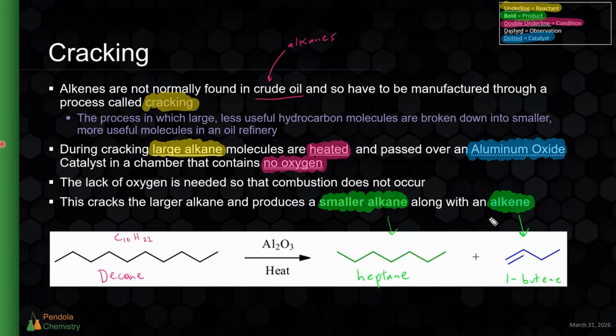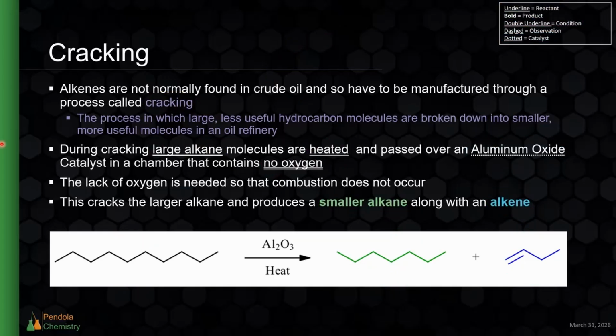So we're going to break apart that compound and create a small alkane and an alkene out of that much larger alkane. So this is how we make alkenes to use in chemistry. What reactions then can these alkenes undergo? Because cracking is a reaction that makes alkenes, but how do we create compounds from alkenes?